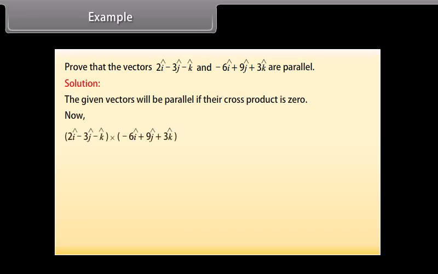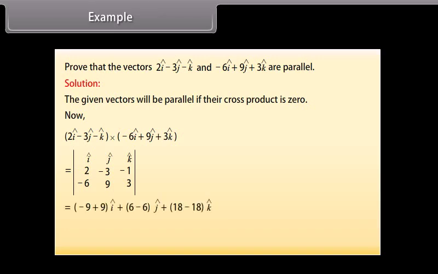Now, (2 cap i minus 3 cap j minus cap k) cross (minus 6 cap i plus 9 cap j plus 3 cap k) equals the determinant of, row-wise, first row cap i, cap j, cap k, second row 2, minus 3, minus 1, third row minus 6, 9, 3. That equals (minus 9 plus 9) cap i plus (6 minus 6) cap j plus (18 minus 18) cap k, which equals 0. Hence proved.